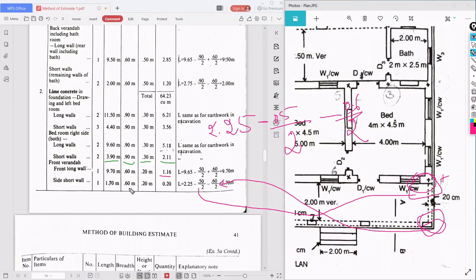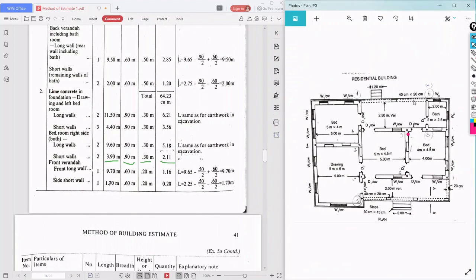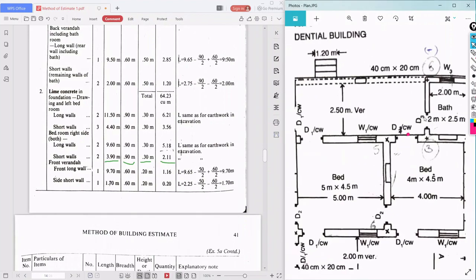So what is the width of the trench bed? That is 0.6. Height is 0.20. Multiply, you will get 0.2 as the quantity. In the same way for the back veranda. So this is the back veranda, right?